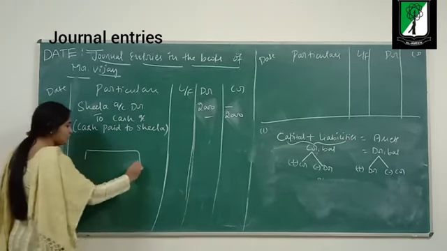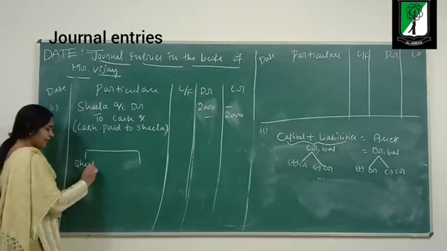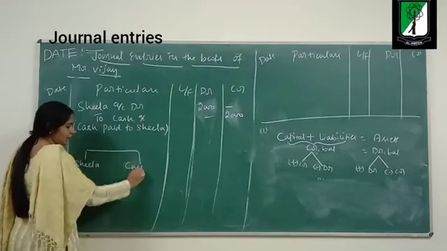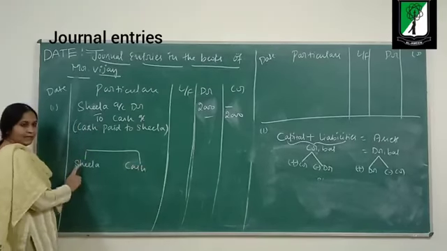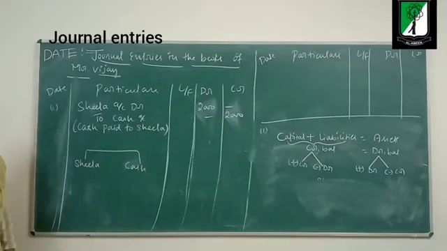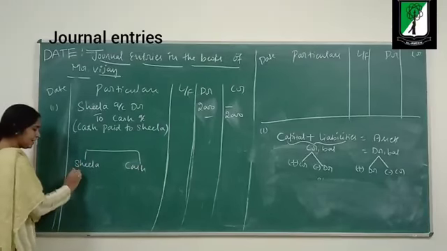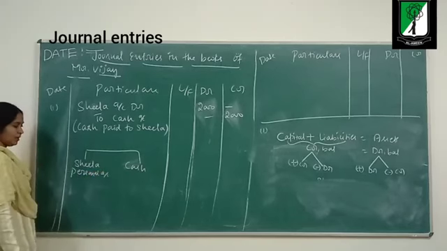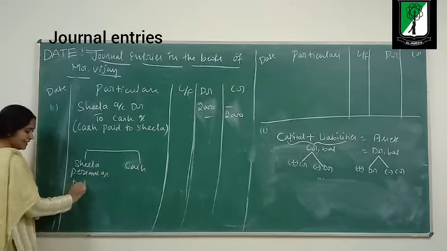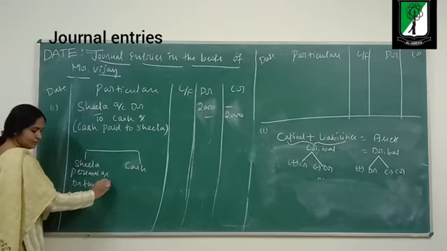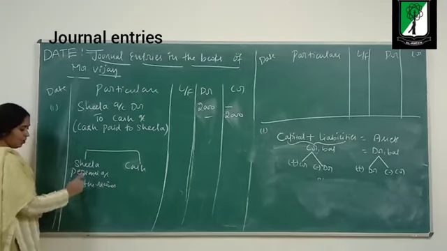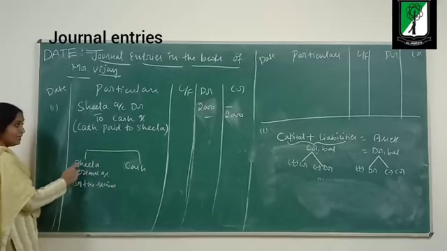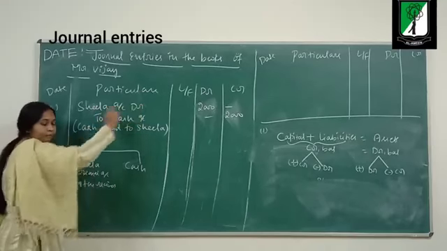Which are the two accounts involved? Business is paying cash to Sheila. Sheila is a person. Which account rule will you follow? Personal account rule. What does the personal account rule tell? Debit the receiver. She is receiving. So I will debit Sheila's account.